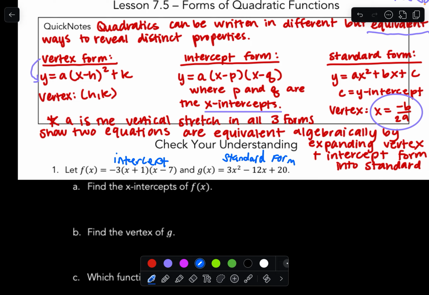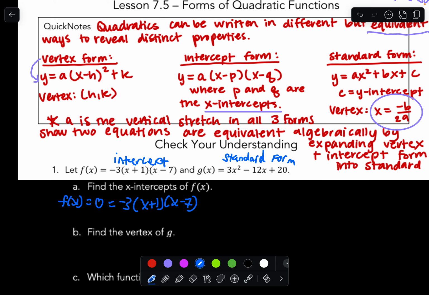It says find the x-intercepts of f of x. That means set f of x equal to 0 and solve for x. Well, that means setting negative 3 parentheses x plus 1 times x minus 7 equal to 0 and solving. Notice something kind of important. You have this number multiplying the outside right here. That will not impact the x-intercepts.